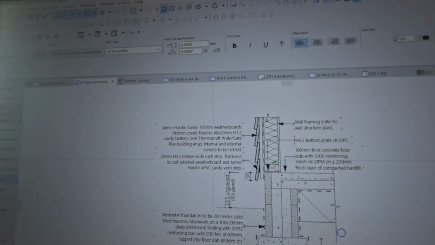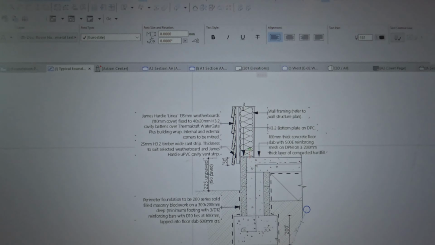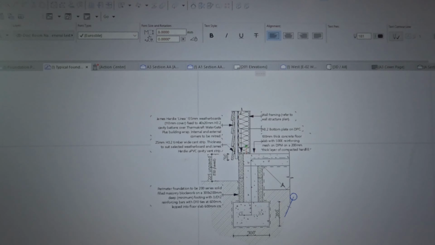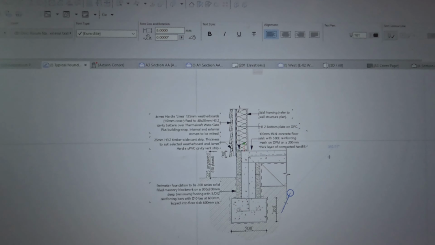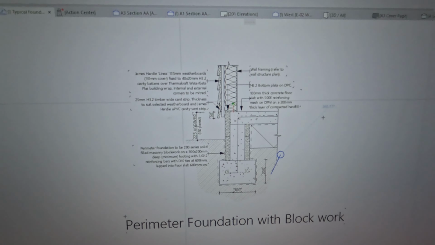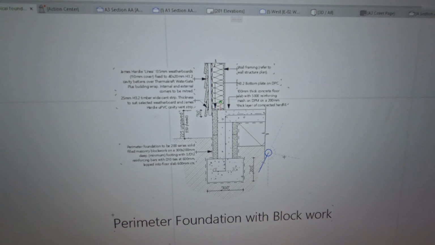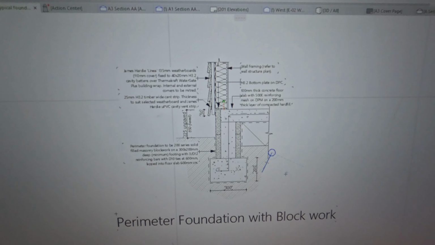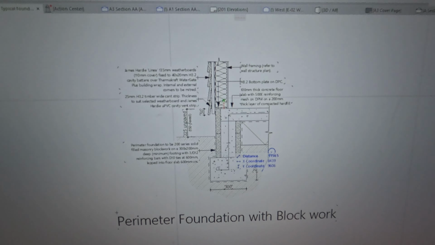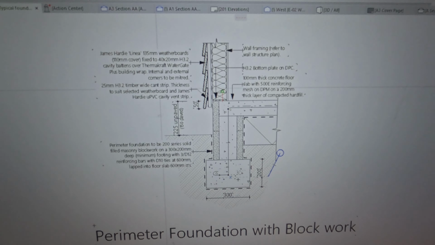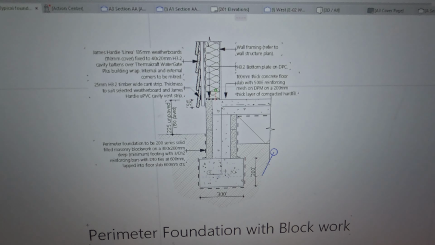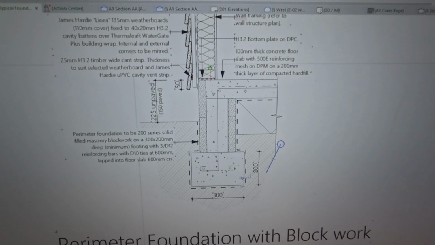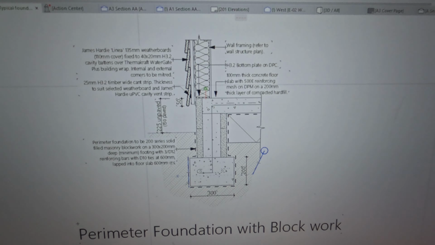So here we are, and what you see there is one that I normally use. I drew this one, and I use it sometimes. I'm calling it a perimeter foundation with block work. I just want to take you through the elements. So what you have here is your footing. Normally we assume a footing of 300 wide by 200 deep, and that will run all around your perimeter. That's why it's called a perimeter foundation.